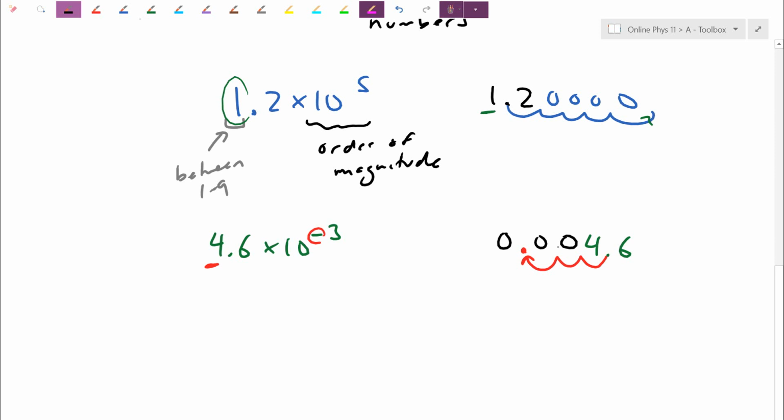So it's a tiny order of magnitude. That's what the negative power means. We actually get smaller. We're actually dividing by powers of 10. Your calculator actually does this really well.